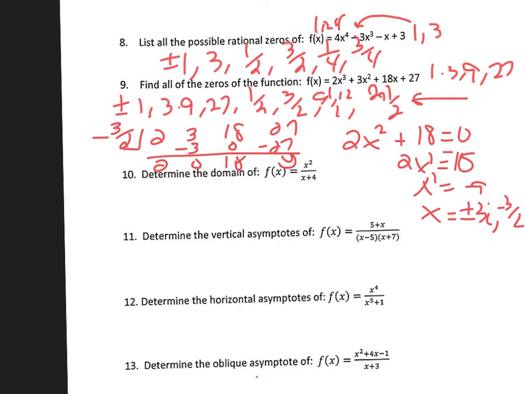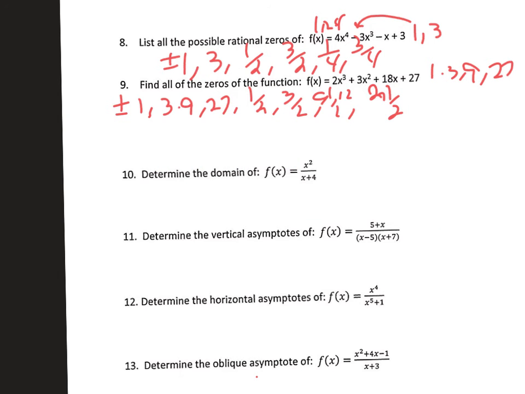Number 10, domain. Remember, for a rational or fraction, you cannot have a 0 on the bottom. So basically domain is all x except x cannot equal -4, because that would obviously make the denominator be 0. All right, let me clear out some of that stuff.